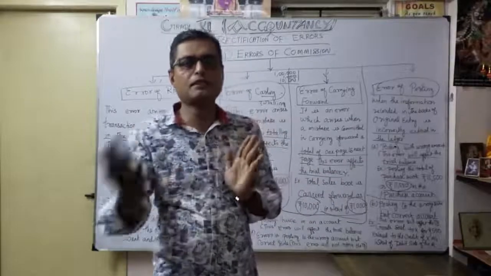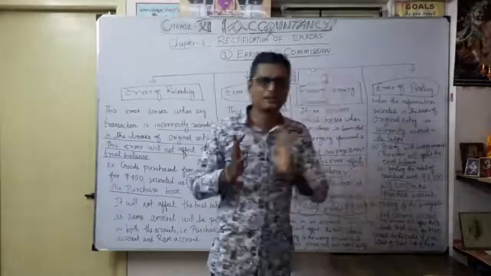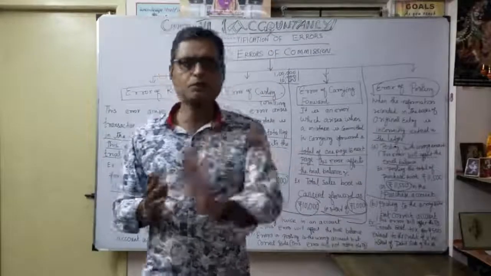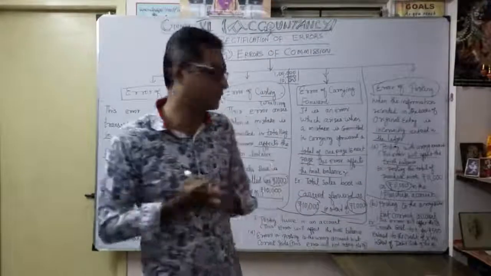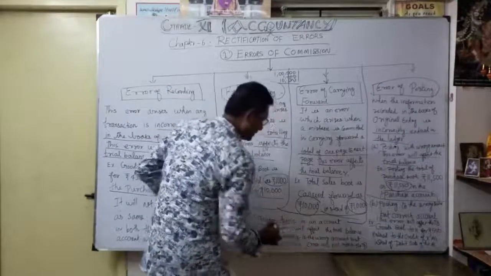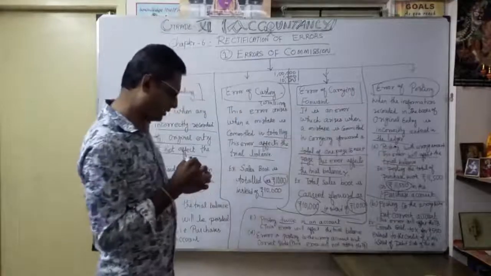Whatever you entered twice in a ledger, for example, the same current entry, X account debit to sales account. What happened? You recorded it two times. The possibilities are there. So that is posting twice in an account. This error will affect the trial balance.